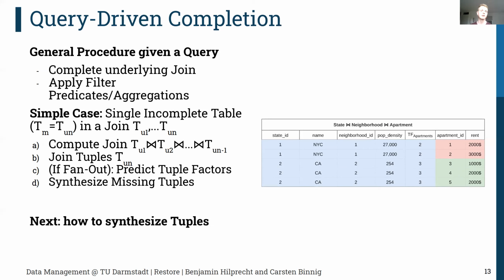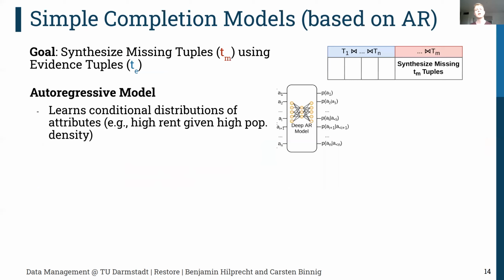Of course, the magic is how to synthesize those missing tuples. So next I'm going to talk about how we synthesize those missing tuples in detail. The first option that I mentioned previously are the simple completion models, and they are based on autoregressive models. And here our goal is to synthesize missing tuples using evidence tuples as input. So just as a quick reminder, an evidence tuple could be a neighborhoods tuple, and a missing tuple could be an apartments tuple.